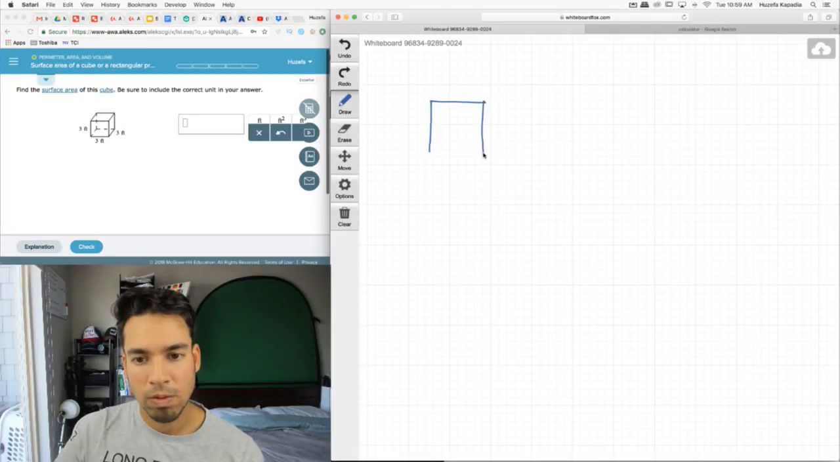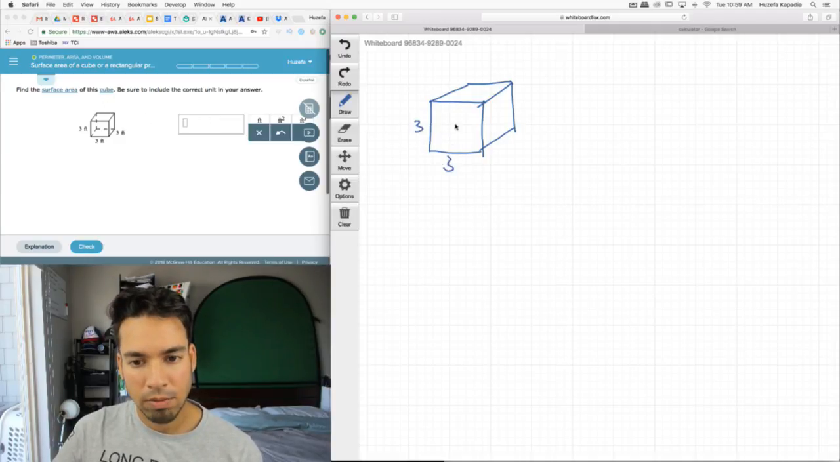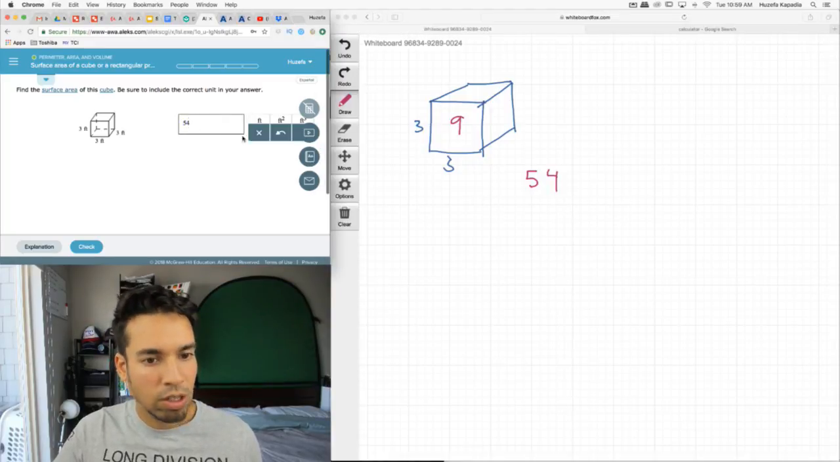A cube has how many faces? It's like a dice. It has 6 sides. So what we've got to do is find the area of one face of one of these sides and then multiply it by 6. Since this is 3 by 3, this is an area of 9. So 9 and 6 of those sides, so 9 times 6 is 54. And since we're talking about area, it's always squared, feet squared.